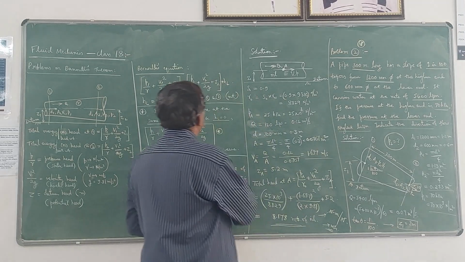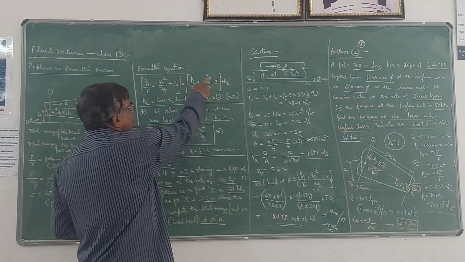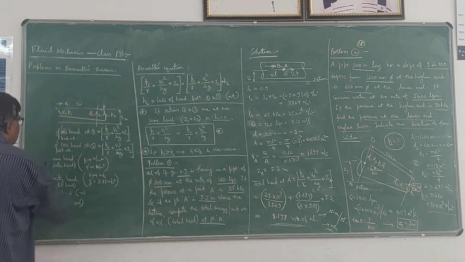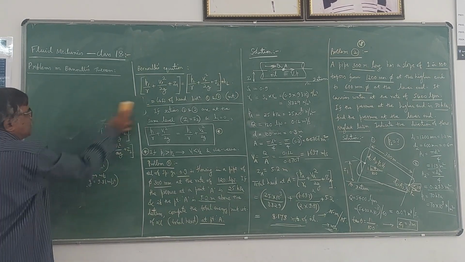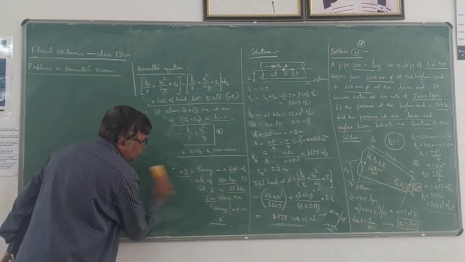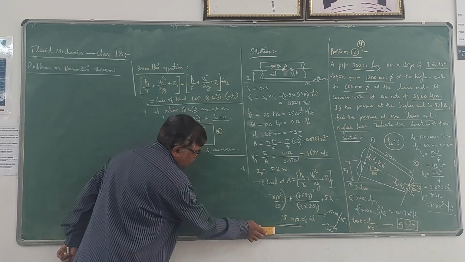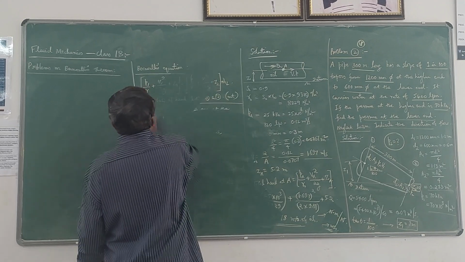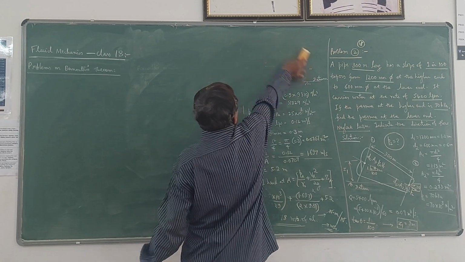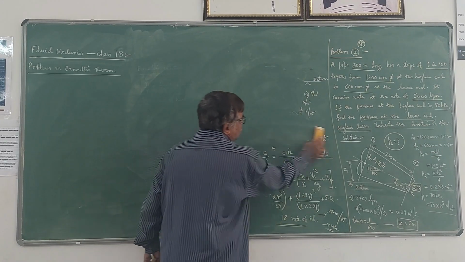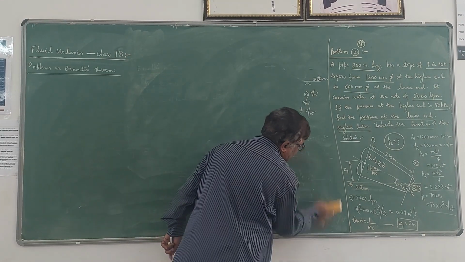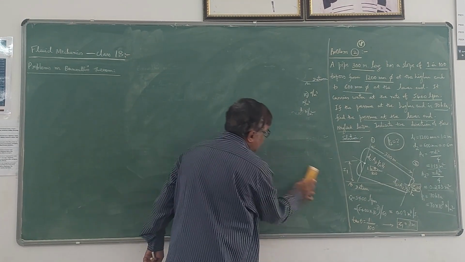Now we have to apply this equation to solve the problem. I will solve the problem like this. Apply Bernoulli's equation between sections 1 and 2, so the unknown P2 can be found out. Let us write down Bernoulli's equation first between sections 1 and 2, and then substitute the known values, and the unknown P2 can be found by solving the equation. You can observe here that P2 is the unknown.